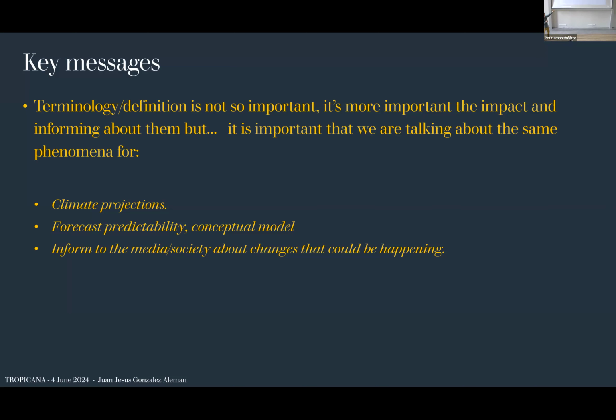For forecast predictability and conceptual models, it's also the same, because warm seclusions or tropical cyclone life cycles do not behave in the same way in the numerical model as tropical transitions or tropical cyclones. It's also important because it would be nice to inform the media and society about changes that could be happening in the structures of the cyclones, so we are able to explain why these changes are happening.